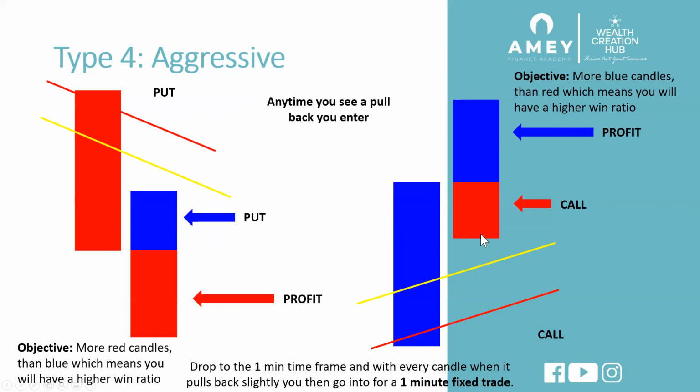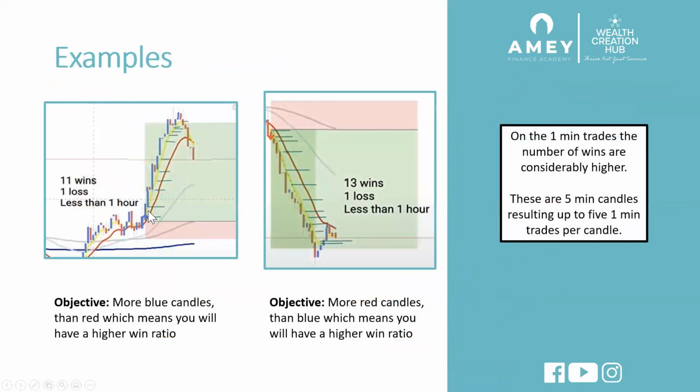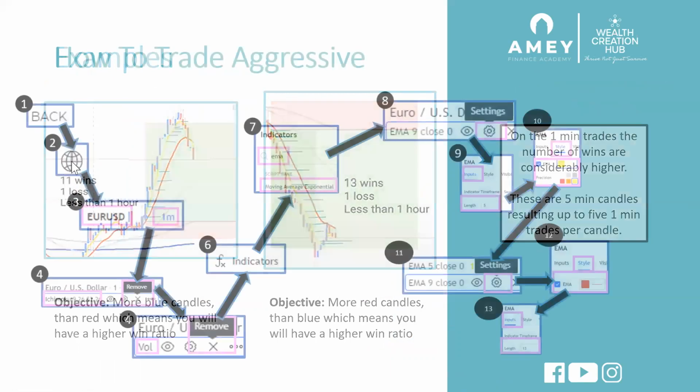And the same applies. So you're going in aggressively. You're not waiting for it to pull back to the yellow or the red line. As you can see here, there are so many opportunities to go in, but these are 5-minute candles. On a 1-minute trade, the number of wins is considerably higher, and with five 1-minute trades per candle, you can go in, bang, bang, bang, bang, bang, and do it that way.